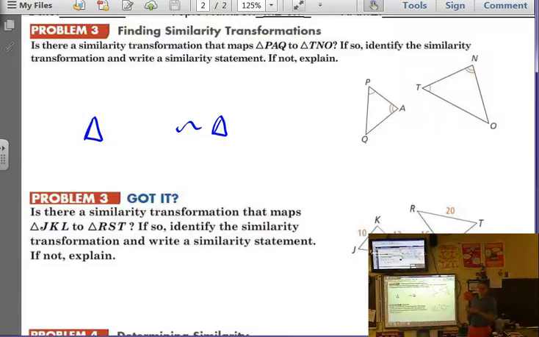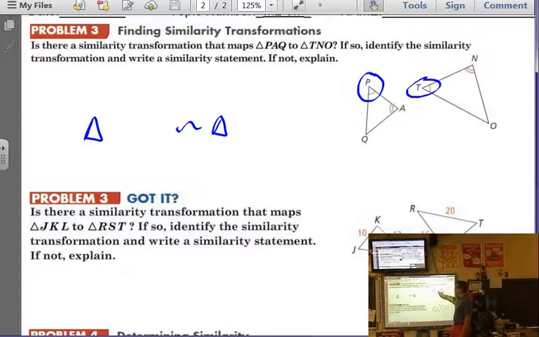So in problem 3, it's asking us that if there's a similarity statement, we need to write it. So we see that we have two triangles, so I went ahead and wrote that if there's a similarity statement, we're going to have a triangle similar to another triangle. Now what I see immediately is I have angles that are congruent sizes.